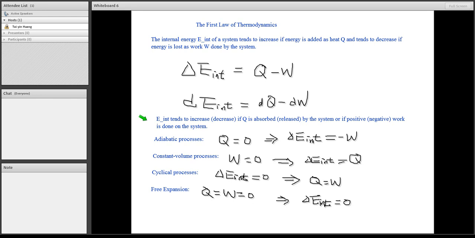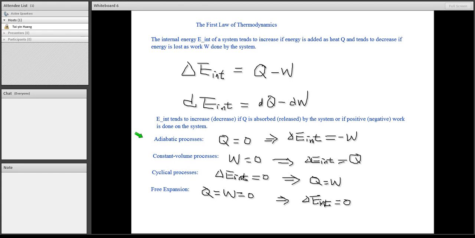The wording is kind of tricky, so you want to pay attention to whether it is work done by the system or work done on the system. That will be different. And there are several different processes that you're going to encounter when you're dealing with gas.